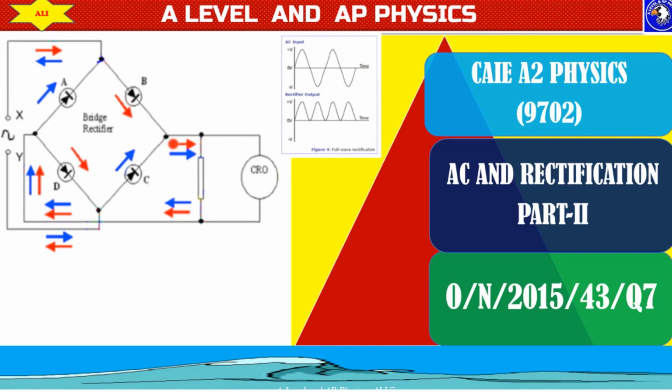Welcome to A-Level and AP Physics, a place where you can improve your understanding of physics with confidence. In today's lesson, we will talk about an AC and rectification past paper question from Cambridge A2 Physics. In this video, we will discuss how to calculate the RMS value from a given equation, and also how to calculate angular frequency. At the end of the video, we will also talk about why there is a large current in a circuit if a capacitor is connected across the terminals of a power supply.